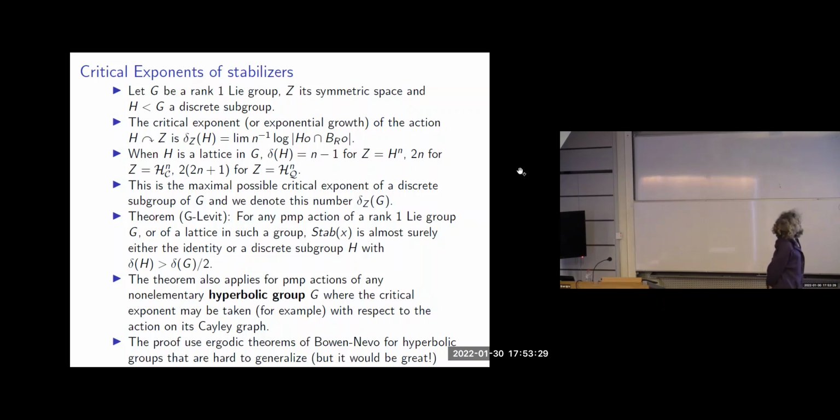The theorem with Ilya: if you have a measure preserving action of a rank 1 Lie group or a lattice in such a group, for example SL_2(Z), almost surely the stabilizer is either the identity or a discrete group, which is not quite as big as a lattice, but it's still pretty big. Like the critical exponent is more than half the maximal one.